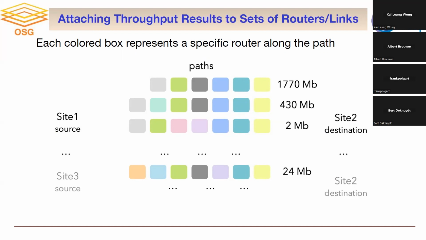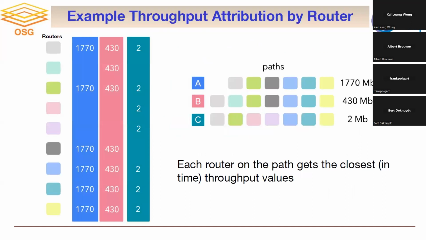And you can see we've colored them just to make them easy to discriminate. If I want to take the set of all of these measurements, I have this first measurement at 1770 megabits, 430, and 2. And then I see which routers were active for each one. And I attribute the measured bandwidth to each router along the path. So each router is accumulating a vector of measurements. You can see it if you go this way. So the first one saw 3 different measurements, and there's 3 different bandwidths associated with it.